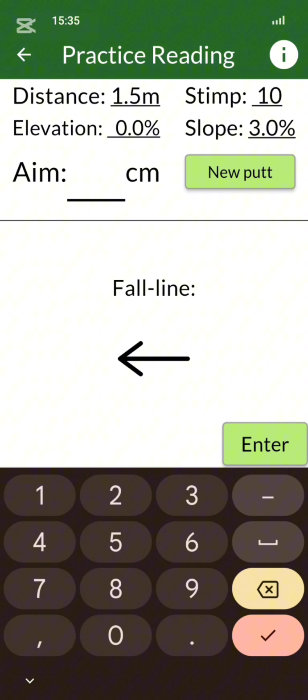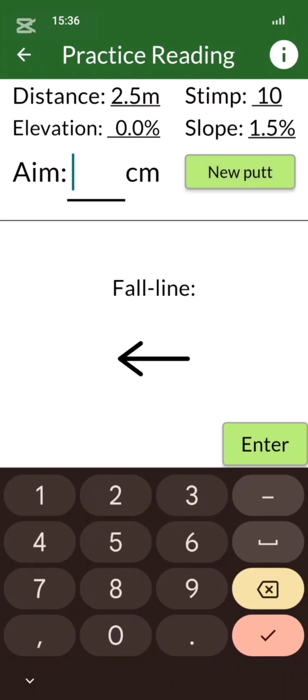Here we got a nice little warm-up putt. So for elevation of 0% and slope of 3%, we have a start of 9 and a step of 9. A distance of 1.5 meter is just one step. So what we get is 9 plus 9, 18.